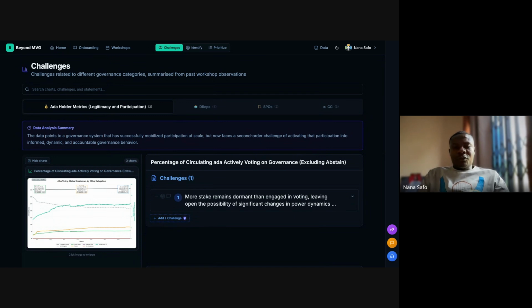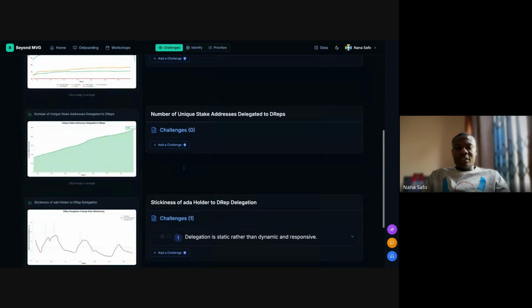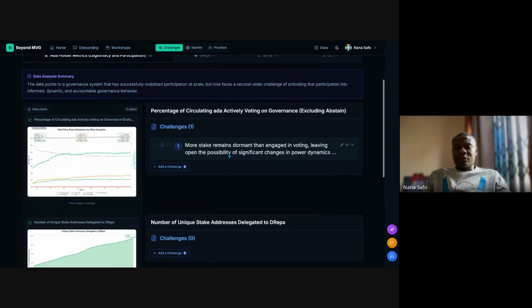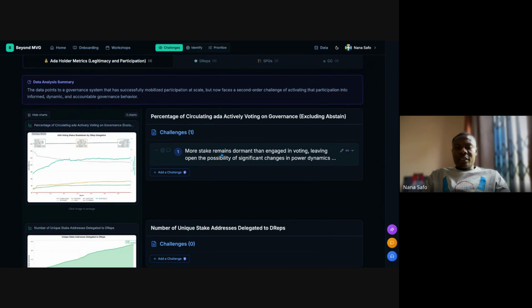Because we have already had some workshops, like I mentioned, 5 already, some of the data points have been populated because people came in to share their experience and observation. For instance, if you look at the ADA holder metrics, you realize that we have about 3 challenges here, and these are challenges that we can choose to look at. If you have a solution you would want to recommend to these challenges, you provide it as time goes by, right?